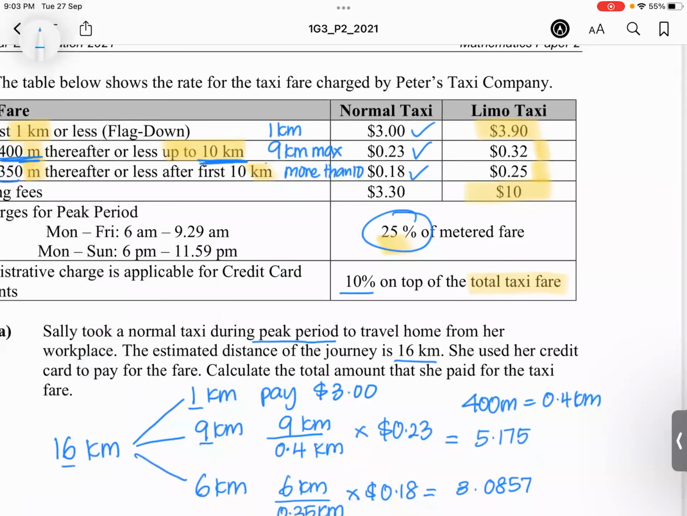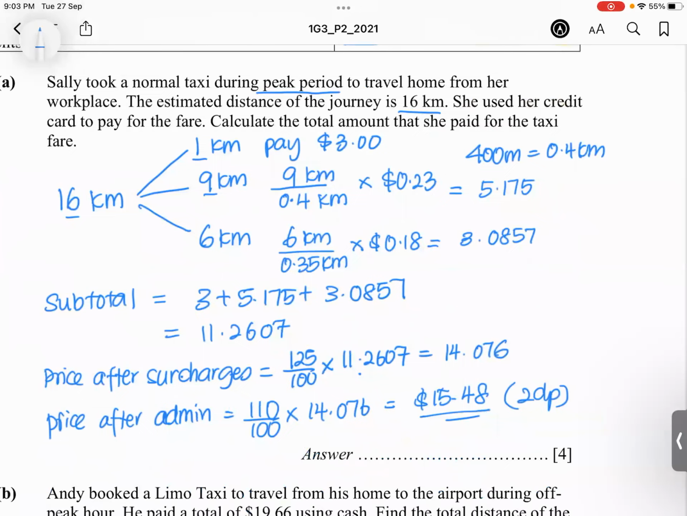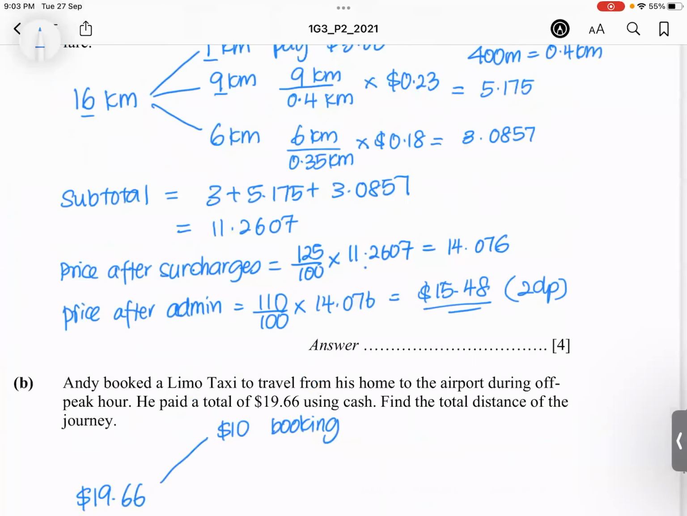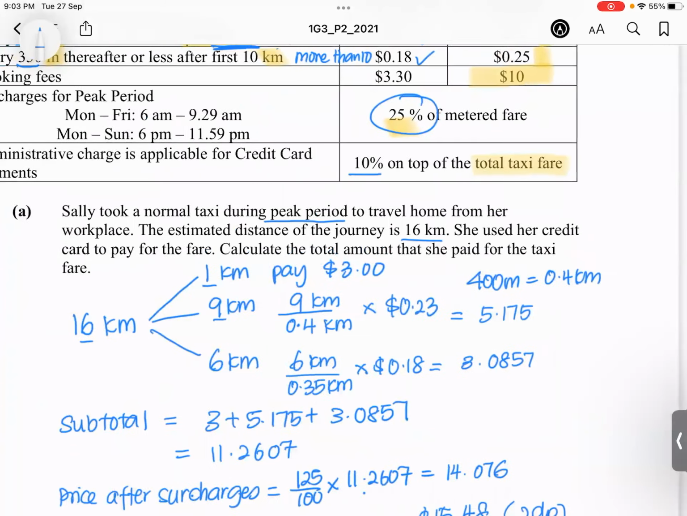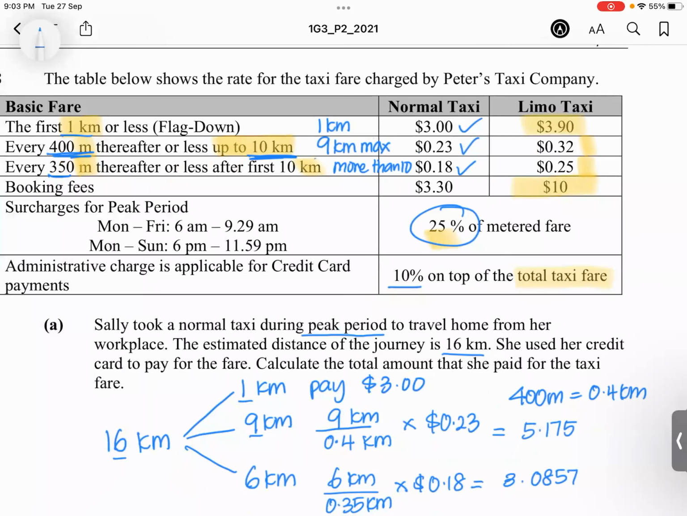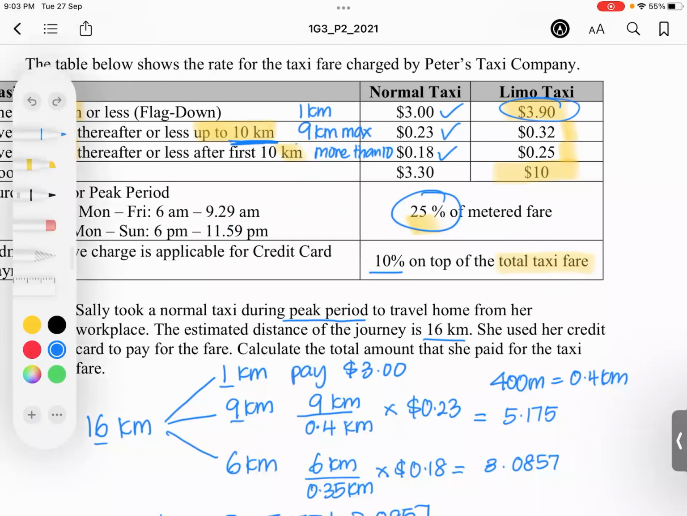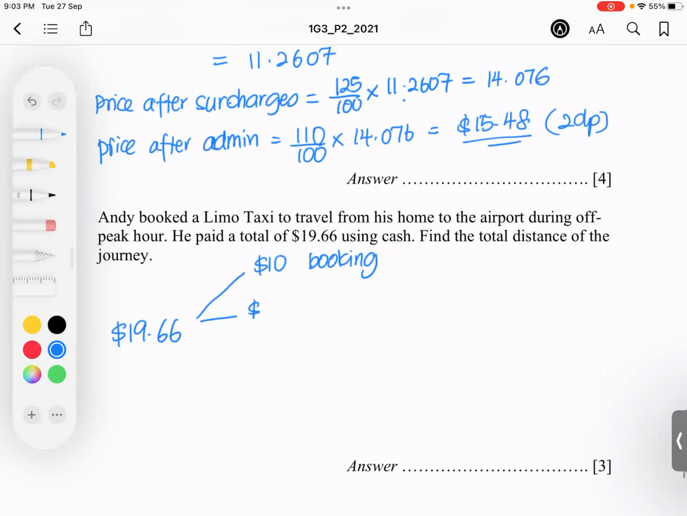So let me work backwards for this question. They asked me to find the total distance. So well, now I got $19.66. First, I need to pay $10 for booking fee. Correct? Is that correct? Right, booking fee, right? Then for my first kilometer, I pay $3.90 for my first kilometer. So 1 km down here already.